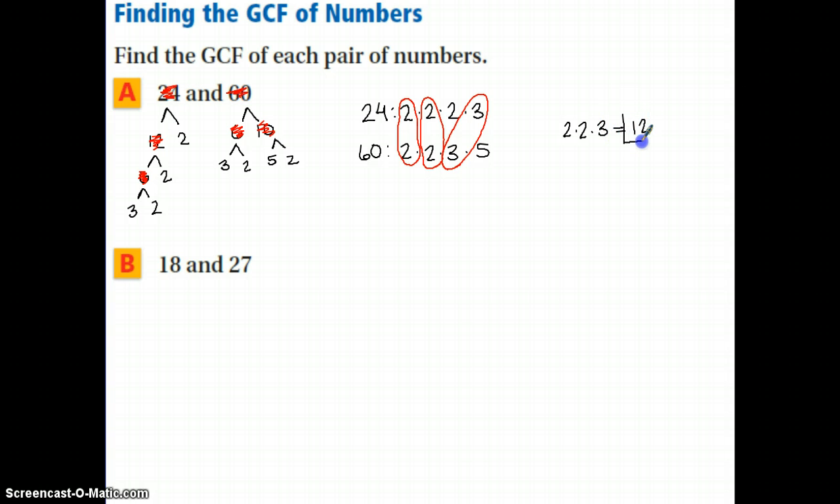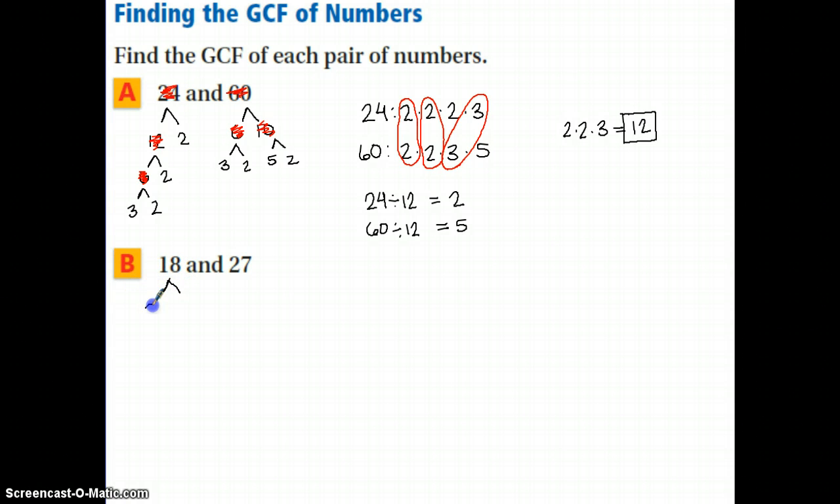So both of these numbers can be divided by 12. Let's test it out. If I take 24 and divide it by 12, I get 2. If I take 60 and divide it by 12, I get 5. This is the largest number that both 24 and 60 can be divided by. I'm going to do it one more time with 18 and 27.